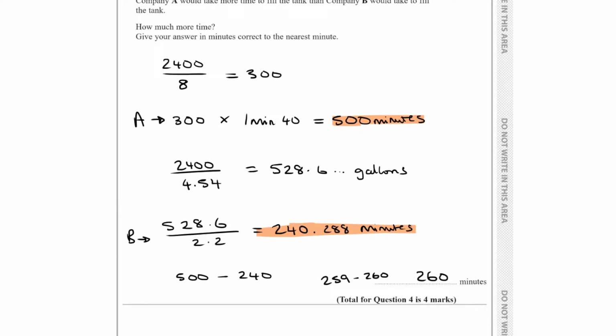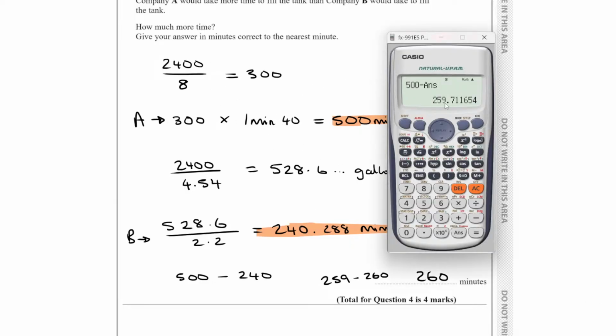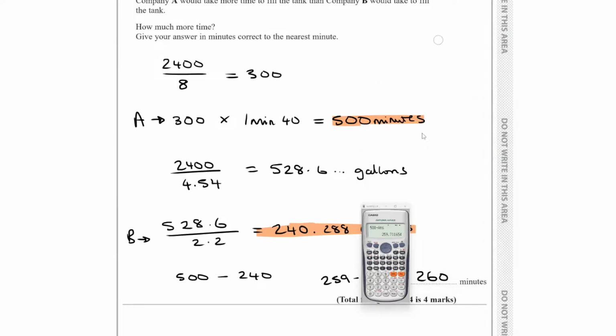Even if you didn't round it, if you wrote down literally 259.71 whatever, I think they'd still give it to you. Let me just check. I just made this one into gallons, because ultimately at the end we're looking for minutes, aren't we? So we're not necessarily having to compare the litres or the gallons.